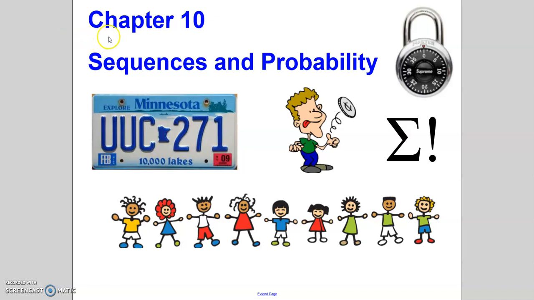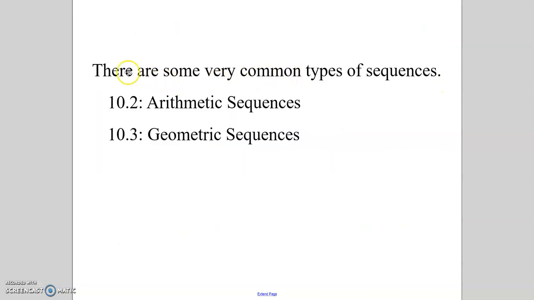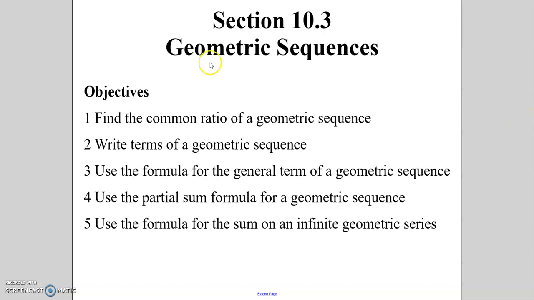Hello and welcome back. Today we're going to be continuing in Chapter 10 with sequences and probabilities. Last lesson I said there were two very common types of sequences, and we went over this first one already in our last lesson, arithmetic. And today we're going to go over geometric sequences. So this is 10.3 geometric sequences.